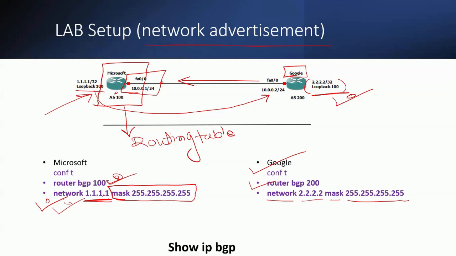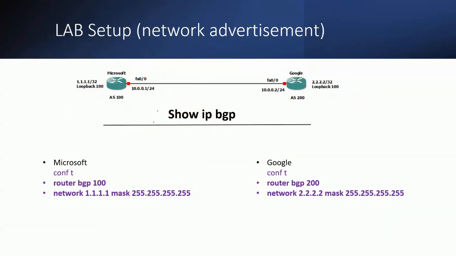In order to verify, how can we see the routes? The command is show ip bgp. Show ip bgp will show you the routes which are present in the BGP routing table. If we run show ip route, it will show you all the routes present in the routing table. It may include OSPF, static, and directly connected routes. But with show ip bgp, only the routes related to BGP will be visible. So let's go to the lab part and verify the BGP routing table.